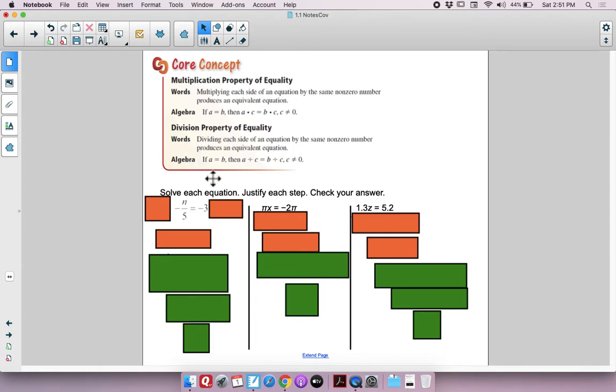Okay, division property, same thing. If we have 2 numbers like a equals b, and we divide by the same thing c, the 2 sides will still be equal. Okay, let me give you an example of that. If I have 5 equals 4 plus 1, and then I divide both sides by 5, well, first thing, 5 divided by 5 on the left side would equal 1. And if I had 4 plus 1 over 5, I'd have to do the 4 plus 1 first, and I'd get 5 over 5 equals 1.